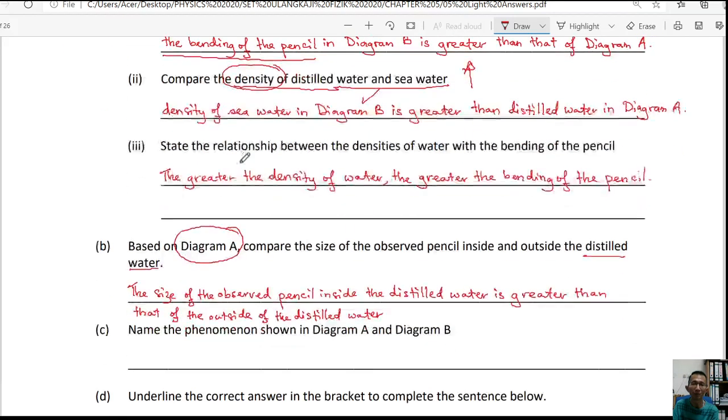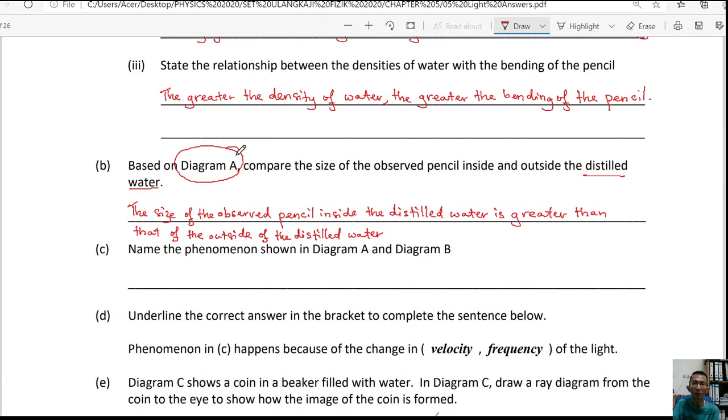Alright, so the quantity to be compared is the size of the observed pencil inside and outside. So we are talking about the size. So how do we answer this? The size of the observed pencil inside the distilled water is greater than that of the outside of the distilled water. Okay, now name the phenomenon shown in diagram A and B.